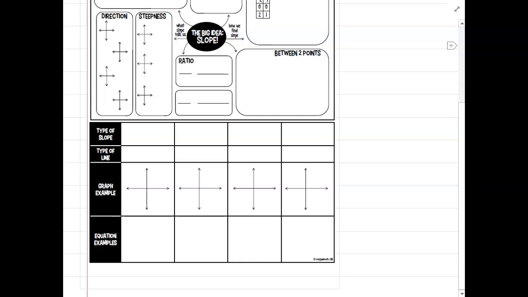So today we're going to talk about slope, okay? All things slope, and slope is so incredibly important whenever we're talking about linear equations.